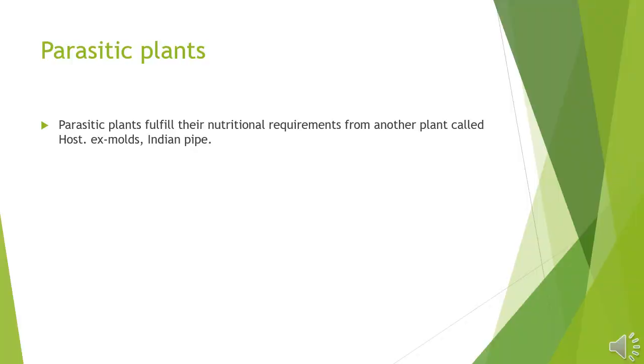Now we are going to learn about the parasitic plants and parasitic mode of nutrition. This mode is used by the heterotrophs, and in this mode the plant fulfills its nutritional requirements from another plant, and it can fulfill all or a part of it from the other plant, and that plant is known as the host. The example is Indian pipe, and also molds are an example.